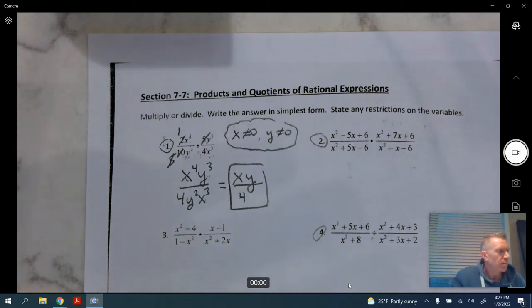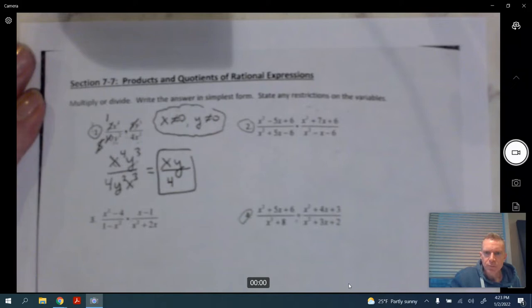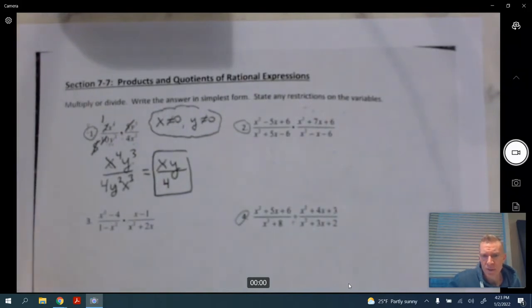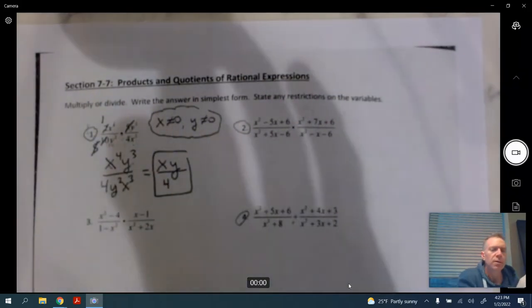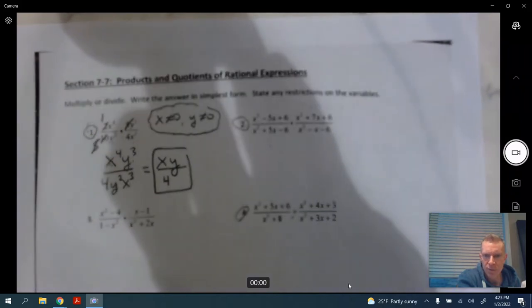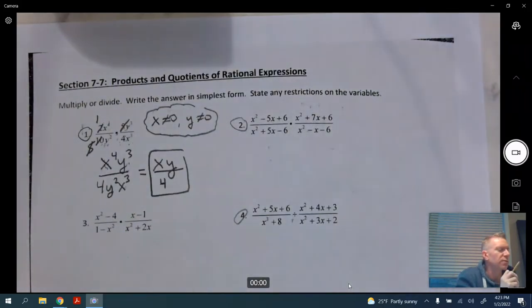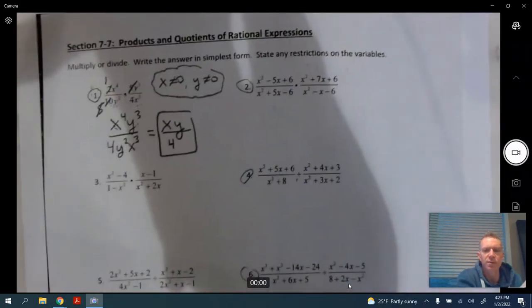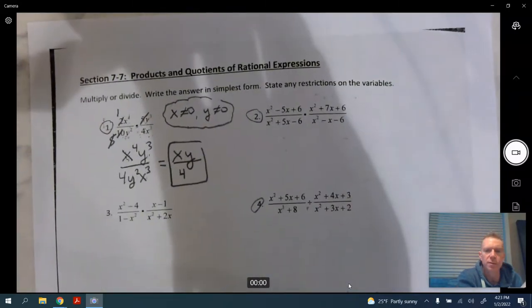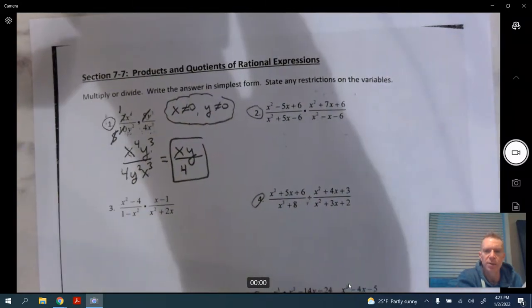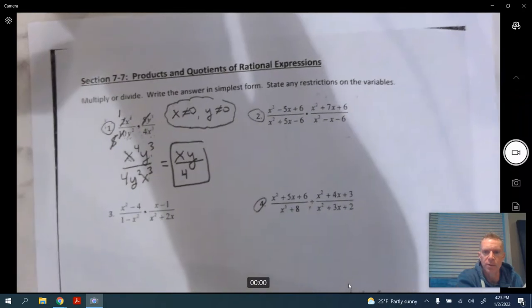For the rest of the problems, we're going to have to do some factoring first. So if you're ever able to do factoring first, you always want to do any factoring first that you can do. Let me see if I can zoom in on this. I'm a little bit out of practice in using this camera because I haven't done much this year.